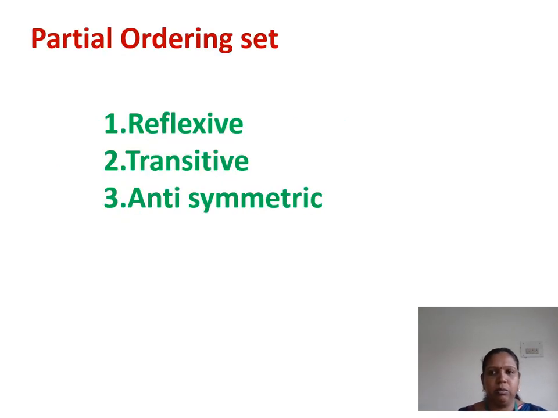First, we'll see what is a partially ordered set. Partial ordering set, another way we can pronounce it. Reflexive, transitive, and anti-symmetric. If these three conditions are satisfied in a set, then we call that a partially ordered set.